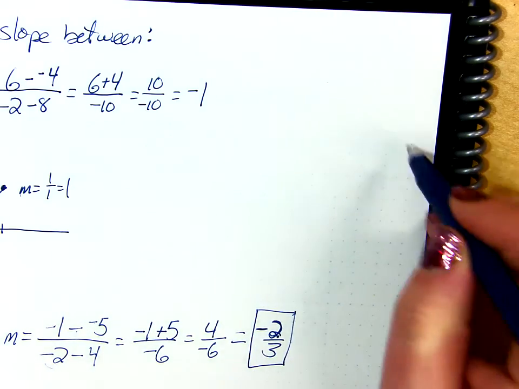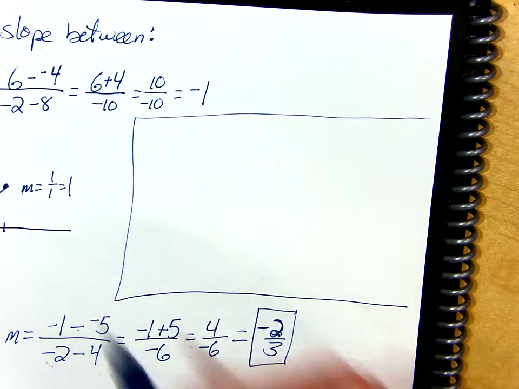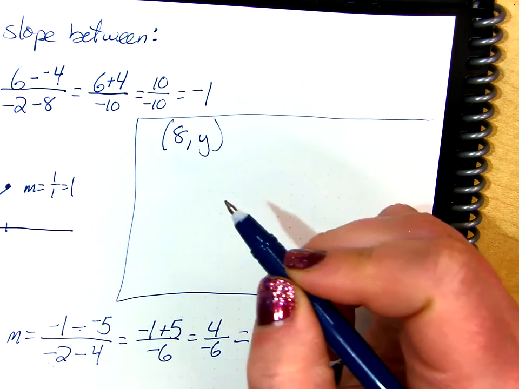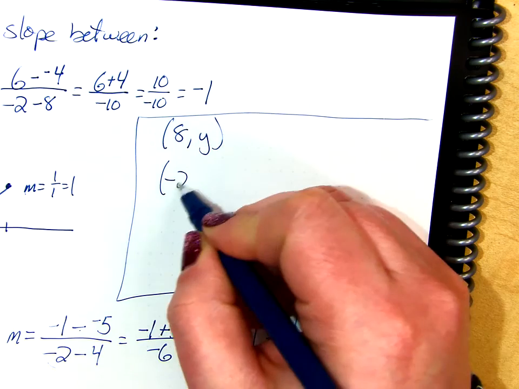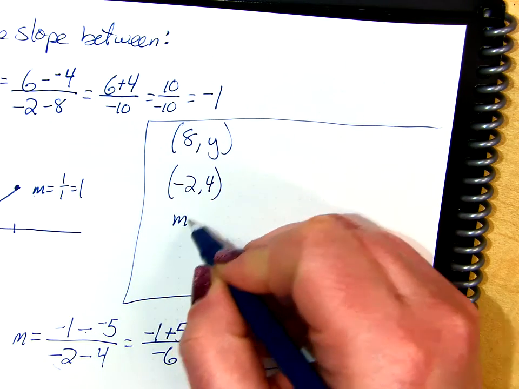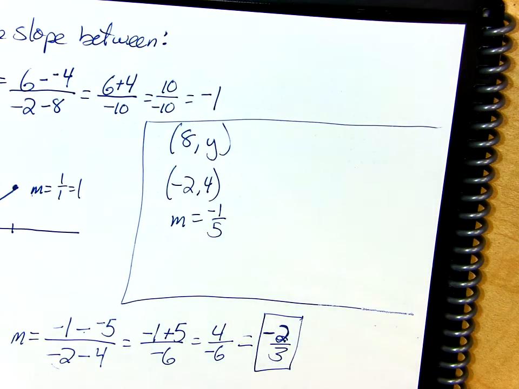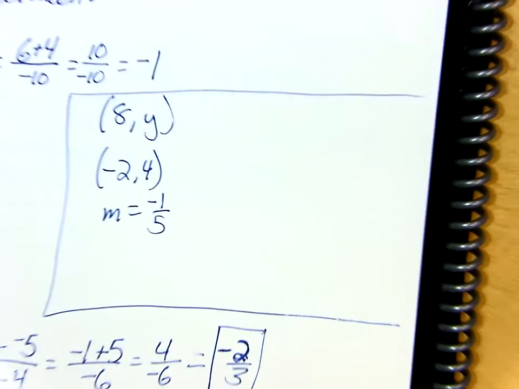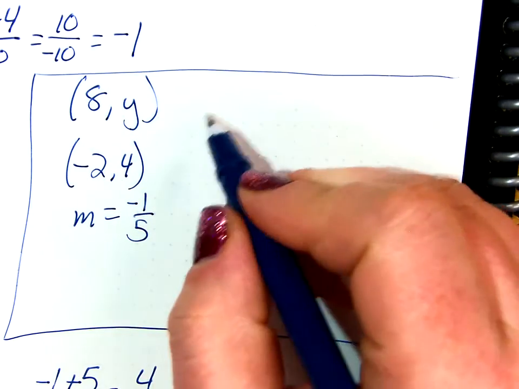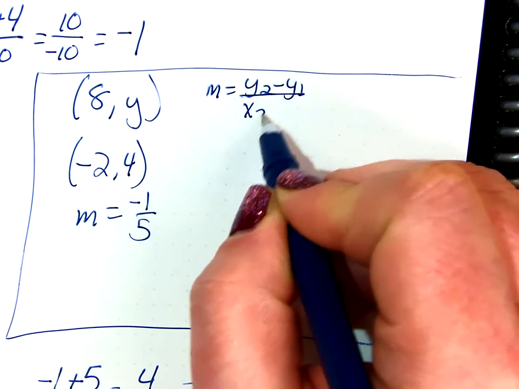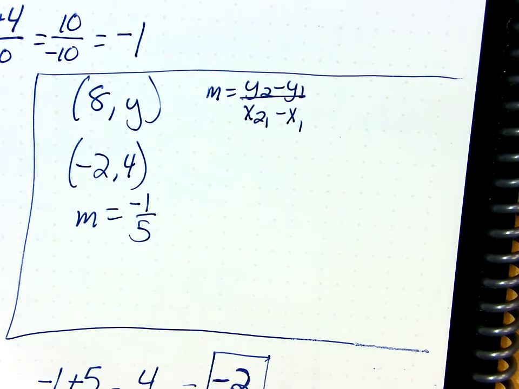Okay, I'm going to move over here where I have a little bit of room. So, same thing, but this time, let's say I have 8 and I'm missing that value. And the other one is (-2, 4). And this time the slope is -1/5. So I'll give you a minute to try it on your own. Again, you're just taking that slope formula and plugging in all the pieces that you have and solving for what's left. Give it a go. See what you can do.